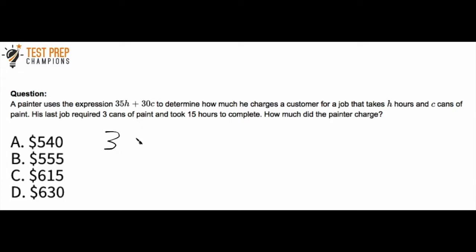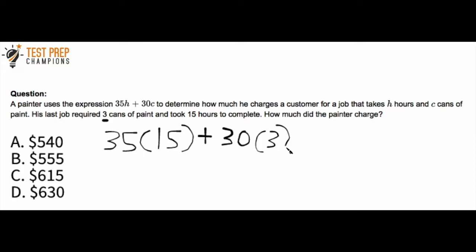Okay, so let's go over this question here. Basically, they're telling us here that the job took 15 hours to complete. So for H, in place of H, I'm going to put a 15 in this formula right here. And it tells us that the job required 3 cans of paint. So I'm going to just substitute this number 3 in the formula in place of C. So we're going to have 35 times 15 plus 30 times 3. Now once you have this set up, you can put this in your calculator as I'm about to do. So 35 times 15 plus 30 times 3, and I get 615, so C here is the correct answer.